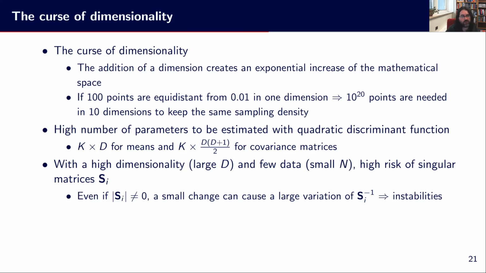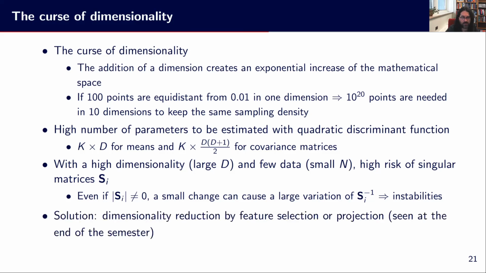So even in cases where the determinant of the covariance matrix is not equal to 0, so it is not singular, a small change can cause a large variation. So we can induce big instabilities in the modeling of the data with a higher dimensionality. Something that we may do here is to reduce dimensionality by making use of feature selection or projection. The point is to reduce the number of variables to use. And there are smart ways to do that. This will be seen by the end of the semester, among the last presentations in the last weeks.